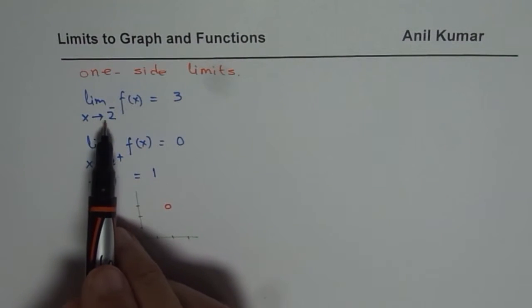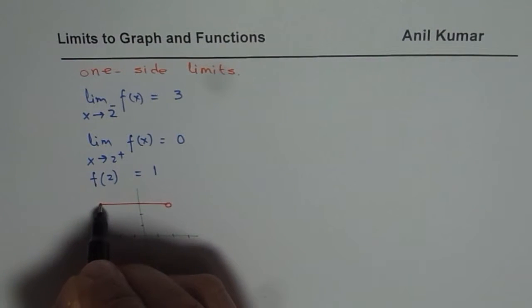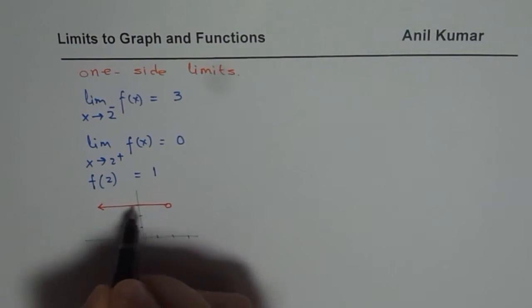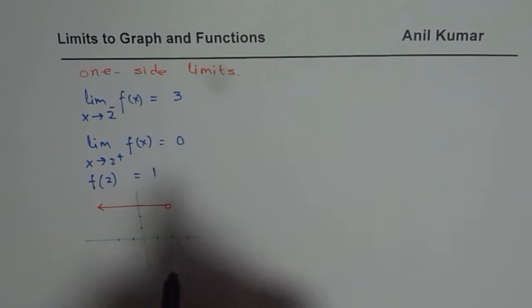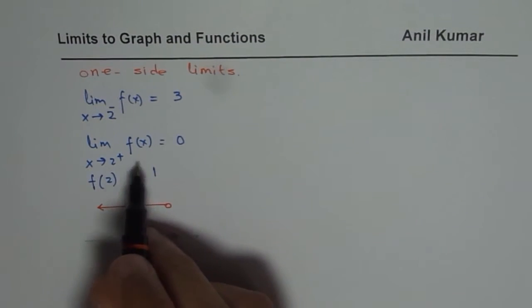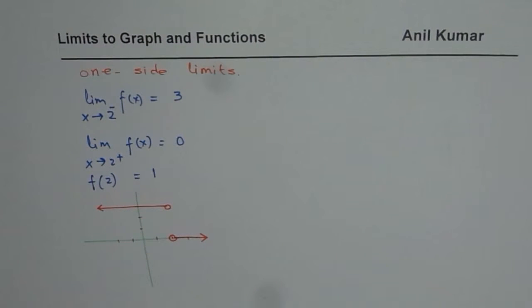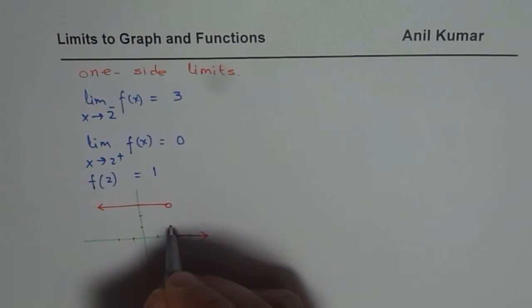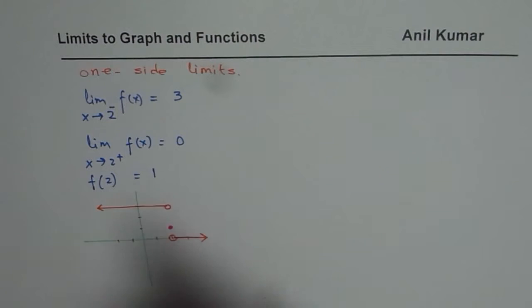So we have the limit as x approaches 2 from the left side is 3. So at 3, I'll make a horizontal line going in this direction. So on the left side of 2, the value of the function is 3. Now the second part is on the right side, the limit is 0. That means as you approach 2 from the right side, you are approaching 0. So we'll draw a horizontal line in that direction. Do you see that part? Correct. And the third part which connects this is the value at 2 is 1. So really the value at 2 is 1. So that gives you one possible graph.